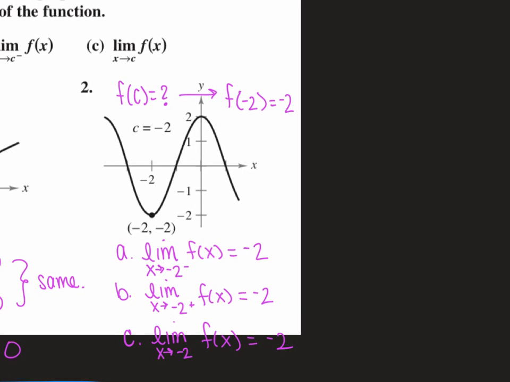So we can write our conclusion statement for our answer here. We can say that f of x is continuous. There we go. So f of x is continuous because f of c equals the limit as x approaches c of f of x.